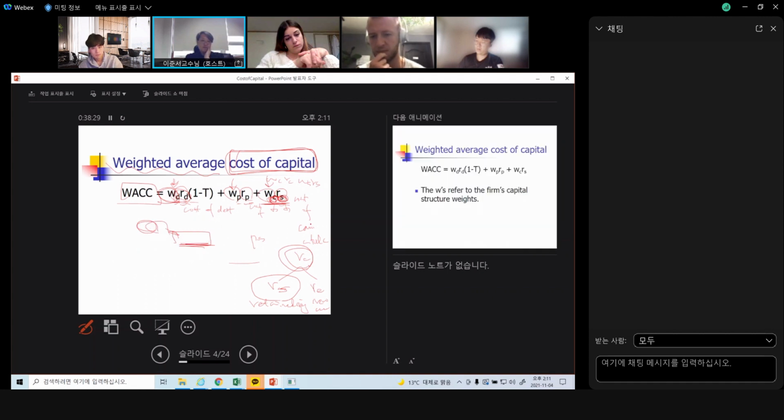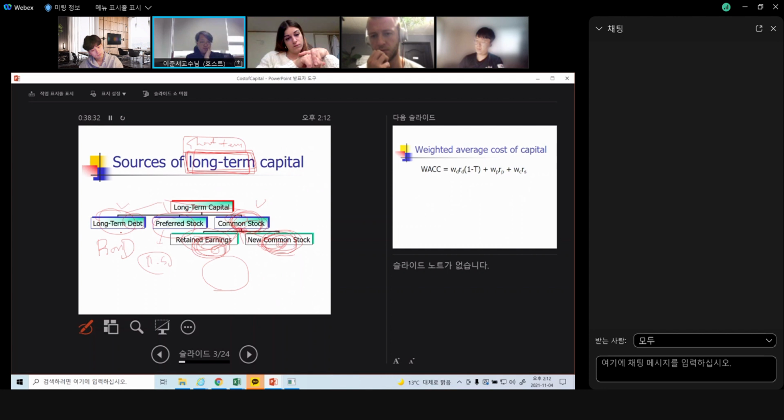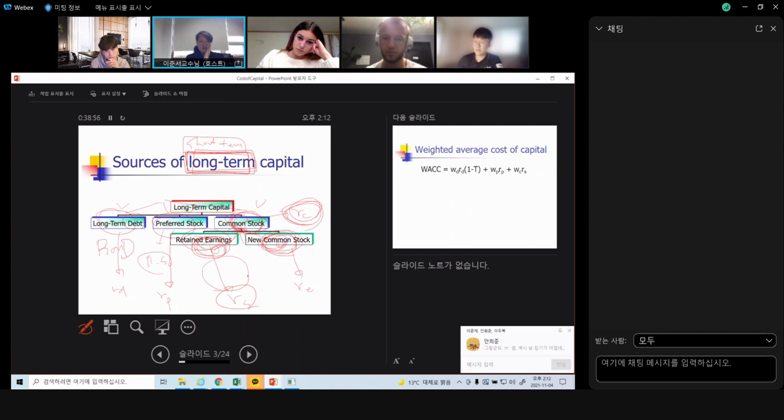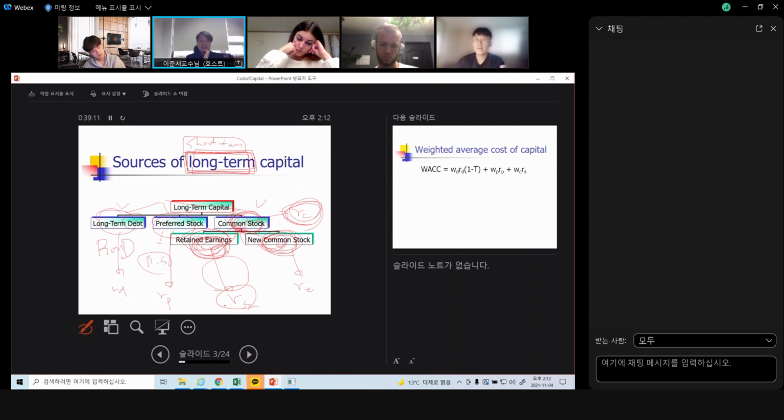So here you go. This is expressed by R_D. This is expressed by R_P. This is expressed by R_S. This is R_E. This is R_C. Originally it is more likely to use R_C, but why do we use R_S? Generally, if we use common stock, more than 90% of the time, we can use retained earnings. That's why we use R_S, right?